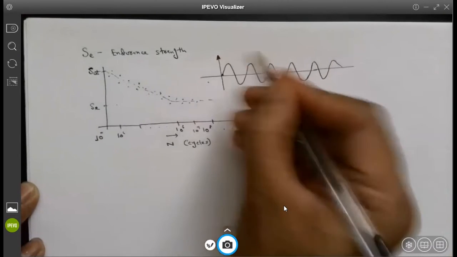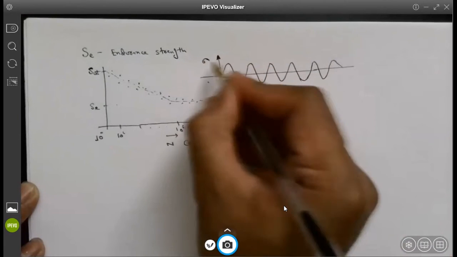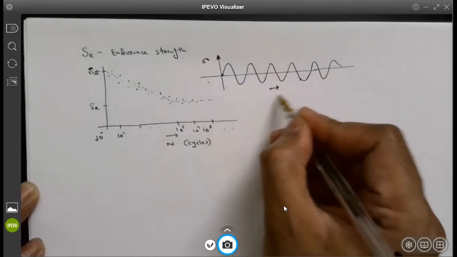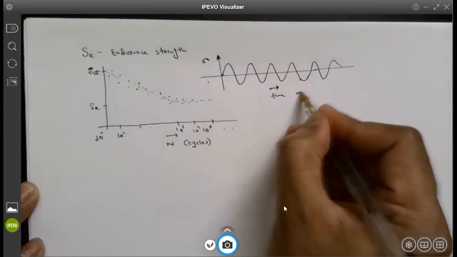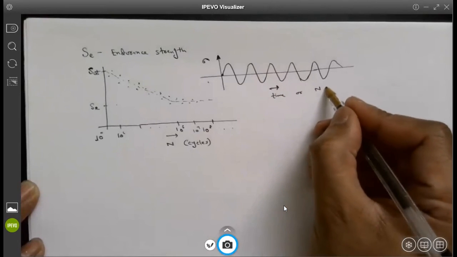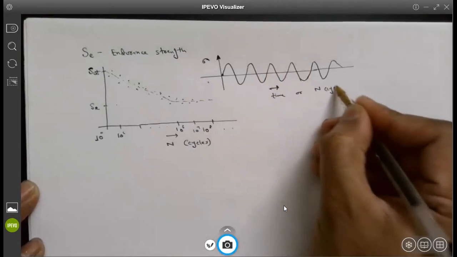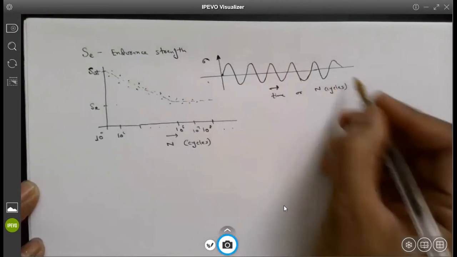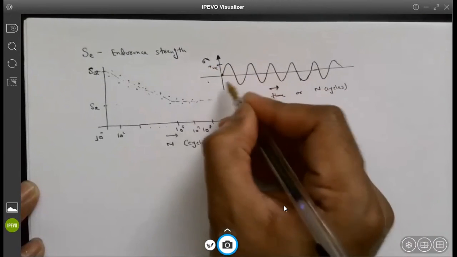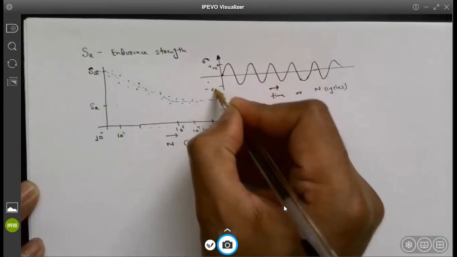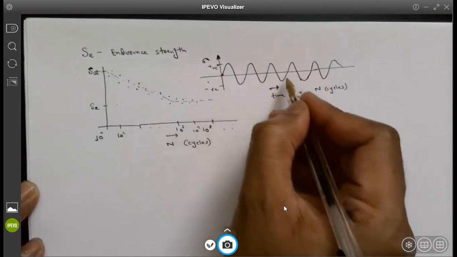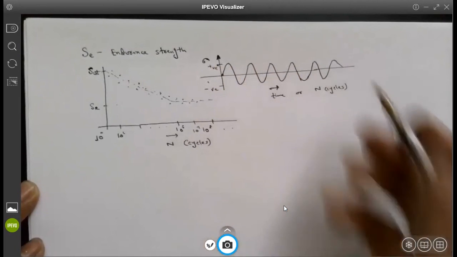We are now going into the dynamic loading scenario. Dynamic loading means this is your load, which we represent by stress, and this is either time or number of cycles. Any parameter can be used to represent the horizontal axis. So you have positive stresses and negative stresses. This is repetitive loading, unloading, loading, unloading, going on continuously.